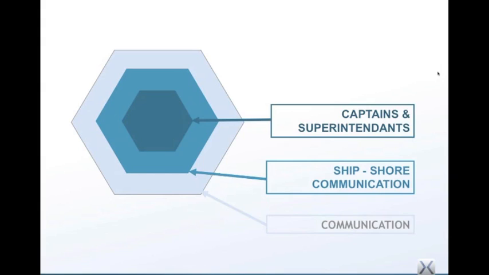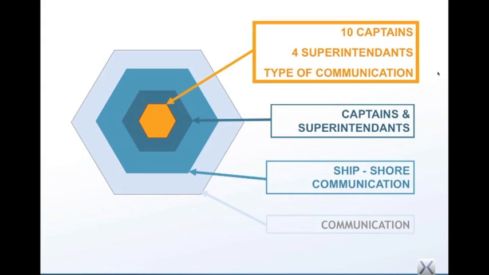And we thought, well, now we're very close, and we're getting close to exactly what we're talking about here, being specific about the high return target or the high return activity. They went one step further and identified 10 captains, 4 superintendents, and the exact type of communication. And now once they've done that, it's very, very easy to actually impact that. And they will have way more impact with something focused like that than you would if you had started with something as broad and grey as communication.